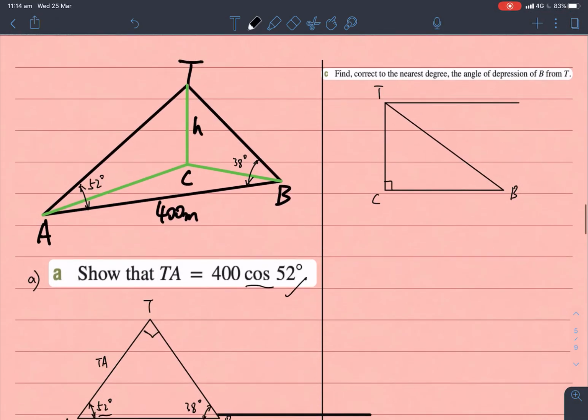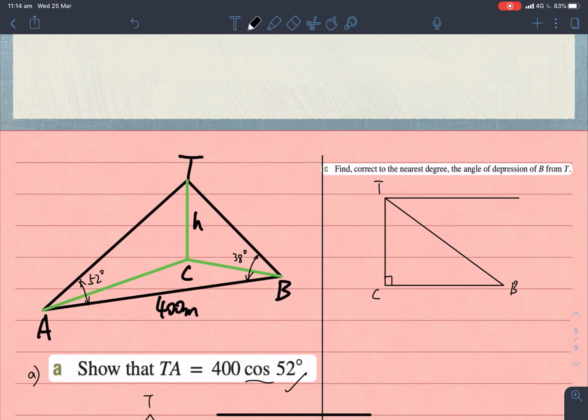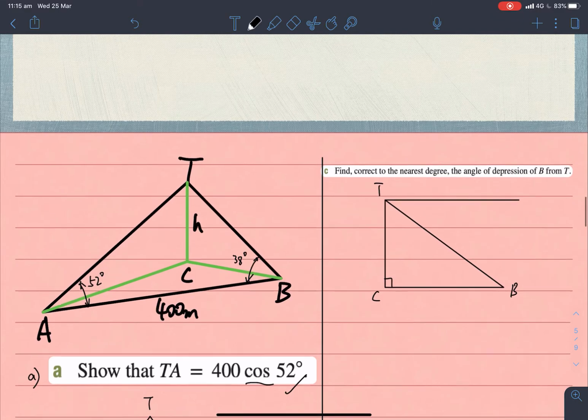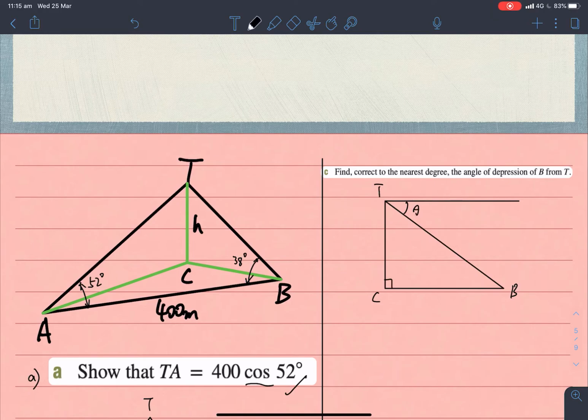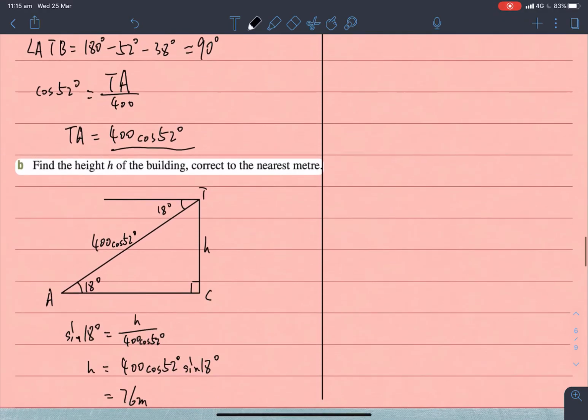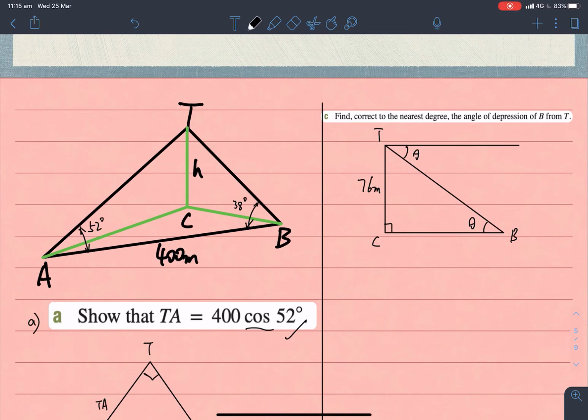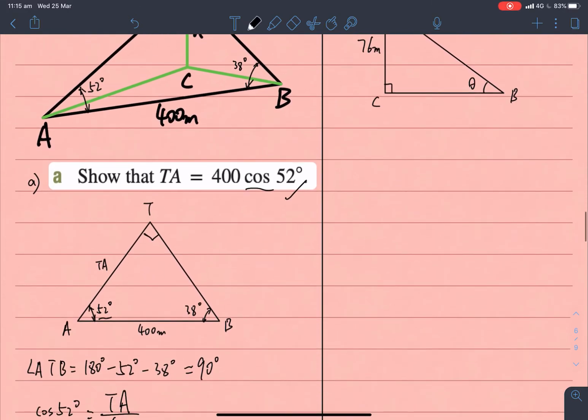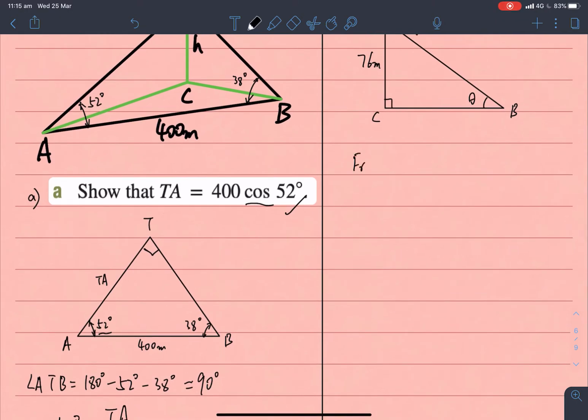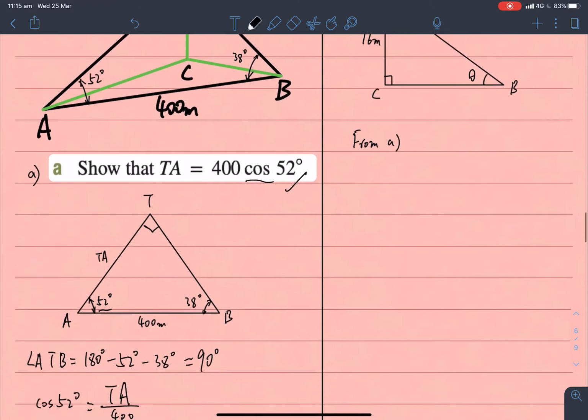Anyway, the last bit is: find, correct to the nearest degree, the angle of depression of B from T. So we're looking for this angle here, which is basically the same as this angle here, isn't it? We know the height here is 76 meters. Can we find BT or BC? BC is not given, BT is not given, but BT is basically the same method as TA.